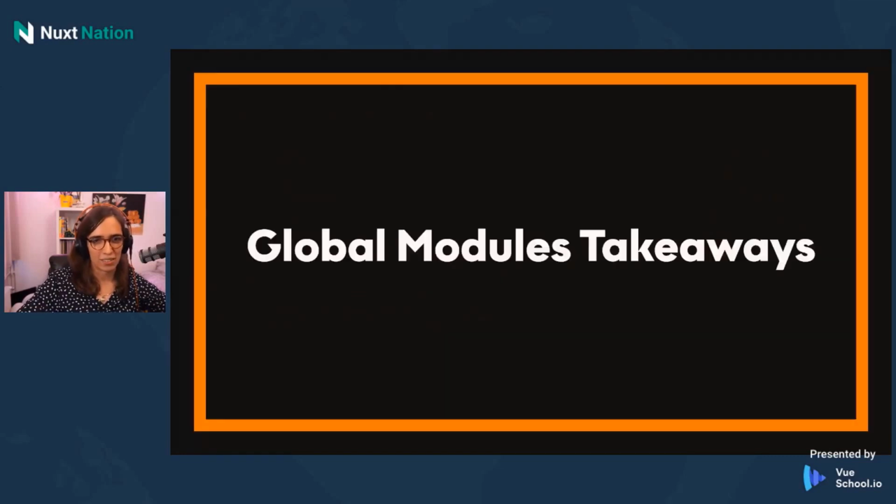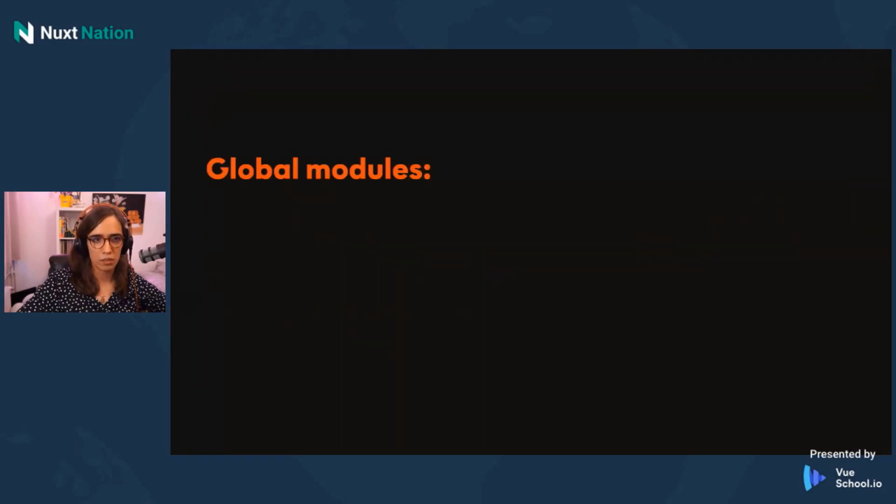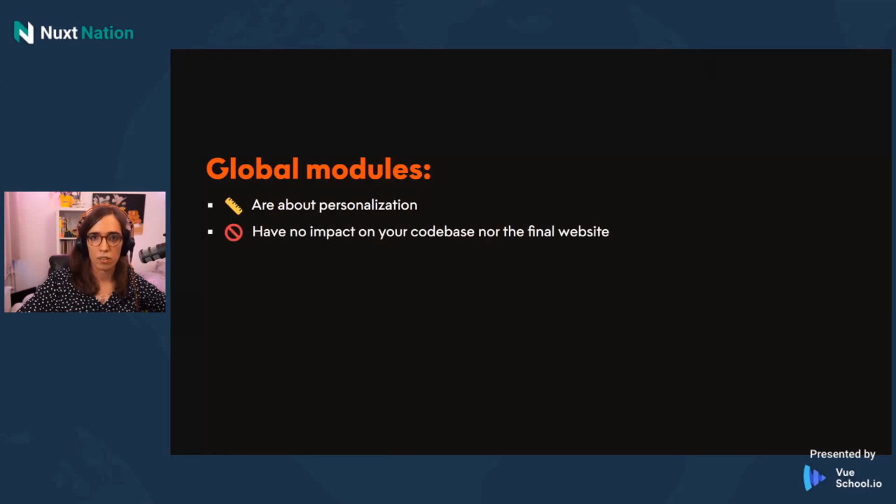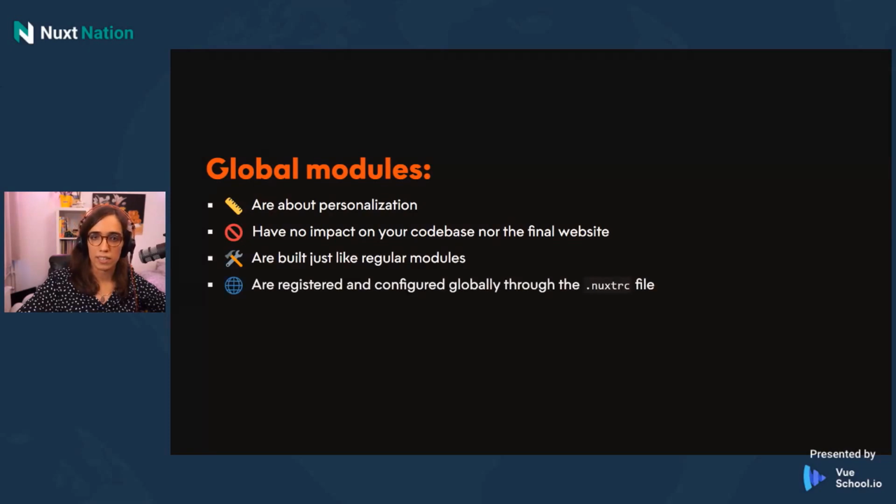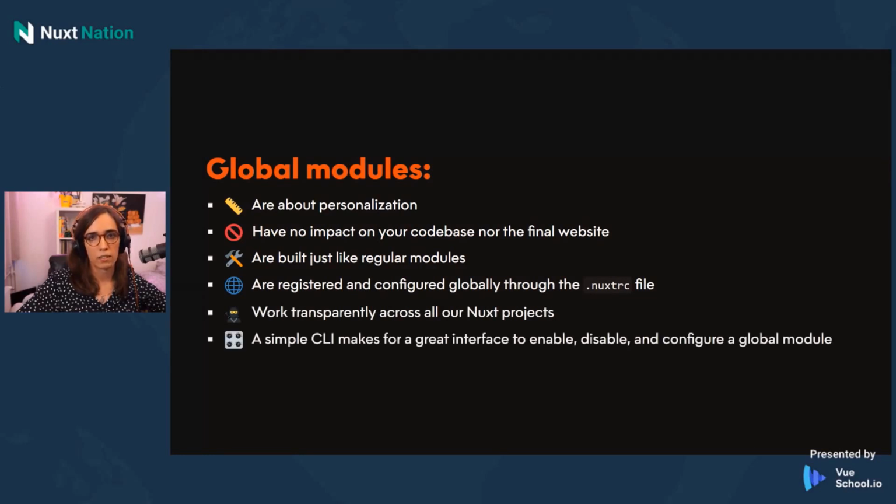All right, so to conclude, let's just recap everything that we learned today about global modules. So first off, global modules are about personalization. They have no impact on your code base nor the final website. They are built just like regular modules and are registered and configured globally through the Nuxt file. This allows them to work transparently across all our Nuxt projects, and a simple CLI makes for a great interface to enable, disable, and configure a global module.